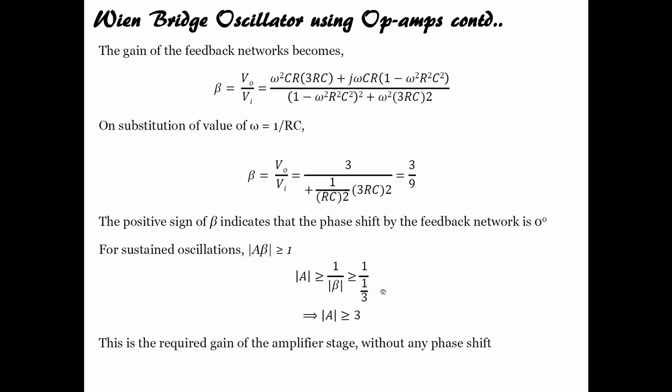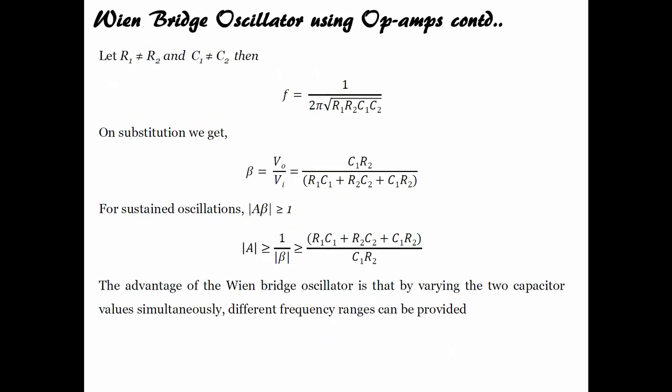So, my beta, which is the feedback network, here in this case, if I solve further, what is that? Beta is nothing but 1 by 3, right, and what is my gain? My gain should be greater than or equal to 3, then only my A into beta would be greater than or equal to 1, because 1 by 3 into 3 is greater than or equal to 1, right. So, this is the required gain of the amplifier without any phase shift, because there is no phase shift in case of Wien bridge oscillator, alright. In case of Wien bridge oscillator, there is no phase shift.